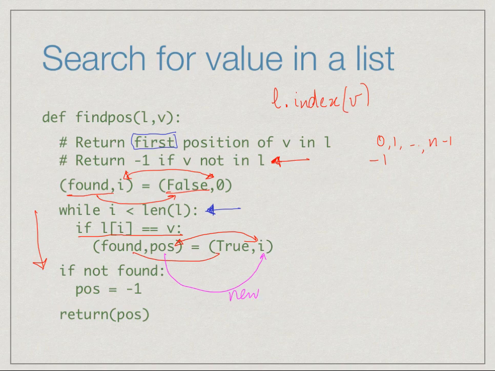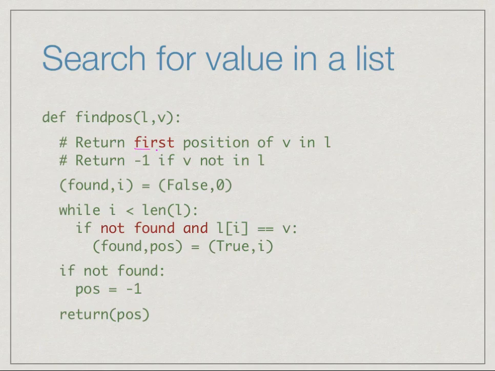Right? So we first change that. So we say that we want the first position. So if we want the first position, we want this update to happen only if we have not found the value so far. So we add this extra condition which says that if L[i] is v and we have not found it so far, then we update found to true and we set pos to i. So this ensures that pos is updated to i only the very first time we see v.